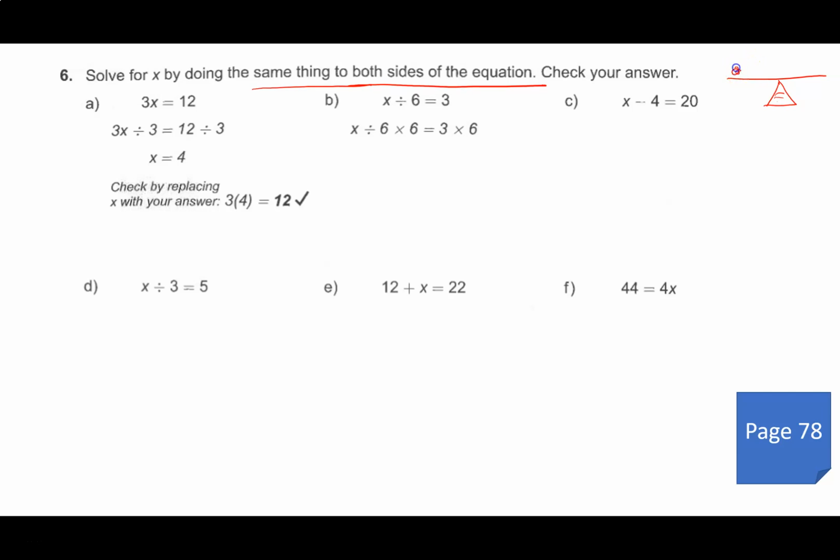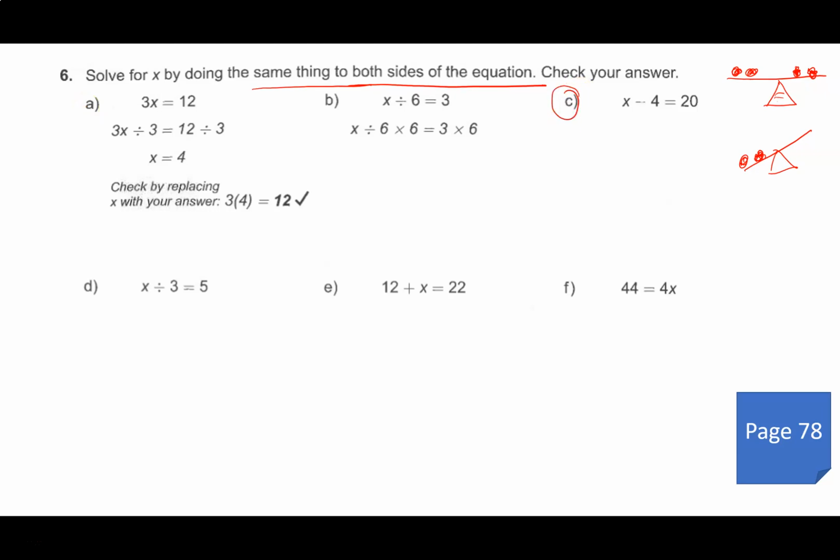So for example, if I add 2 to this side, my scale would be unbalanced. It would look like this if I didn't do anything to the other side. To keep my scale balanced, I must also add 2 to the other side. I'd like you to read A and B by yourself. We're going to try C together.